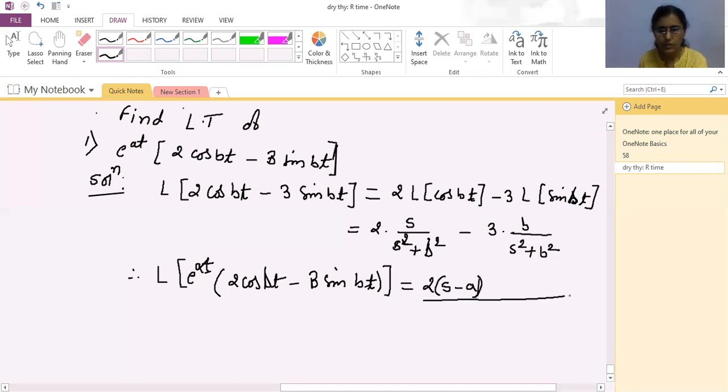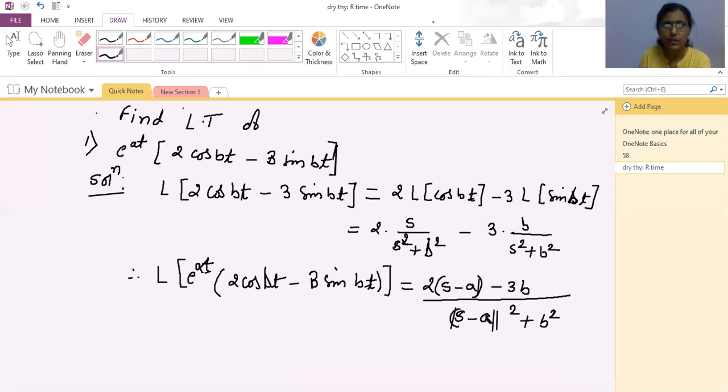Now both the terms have the same denominator, so we'll write one single denominator only. In the first term it is 2 times (s minus a), then minus 3b as it is. In the denominator it is (s minus a) whole square plus b square. So this is the Laplace of the given function. In this way we will find the Laplace of the given function.